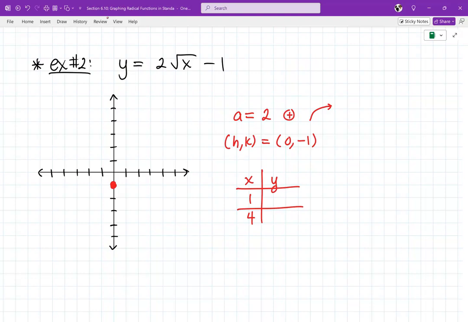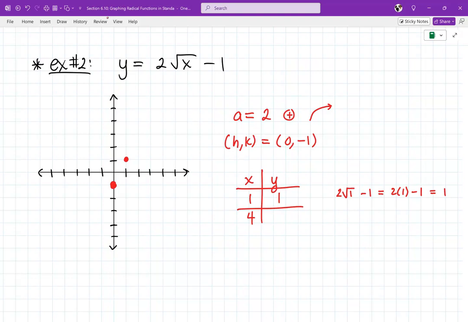Now, the square root of 1, when I plug it in, let me show you guys here. I'm going to put a 1 into the square root. So it's 2 square root of 1 minus 1. The square root of 1 is 1, so this is 2 times 1 minus 1. 2 times 1 is 2, and 2 minus 1 is 1. So this came out to 1, 1. I'm going to put that right there.